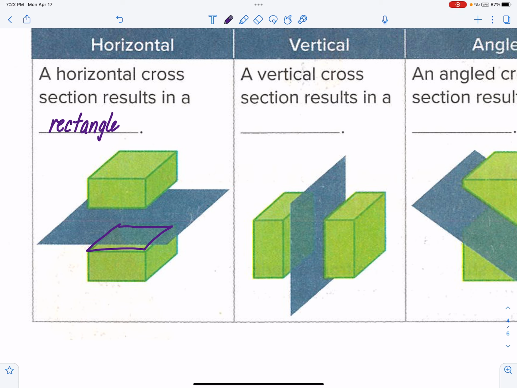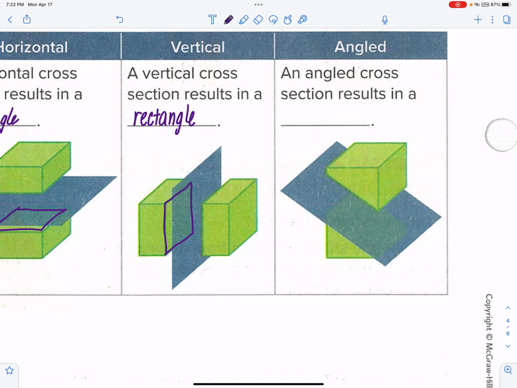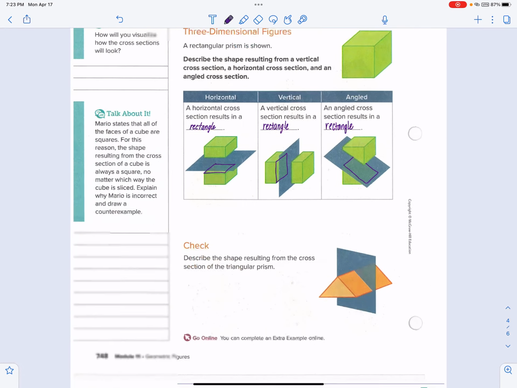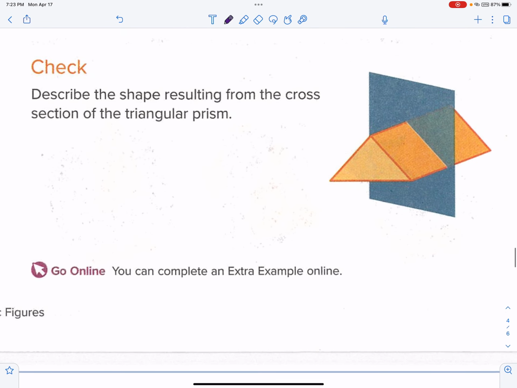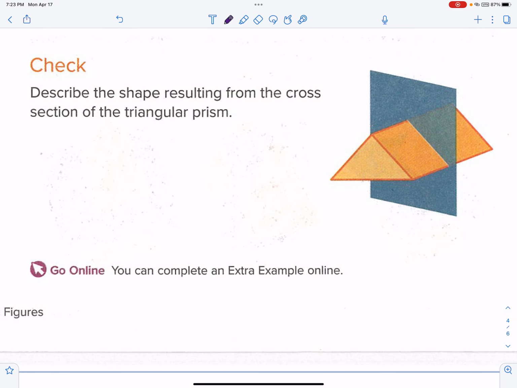Vertical cross section results in, you can look through or just think about that. You have another rectangle. Because all squares are rectangles, you can get away with saying rectangle. All right, and then take a look at this one. You can see you actually have another rectangle. So this is the process with these. Go ahead and try this one on your own. Just think through that. You can't really see it, so you have to imagine it.